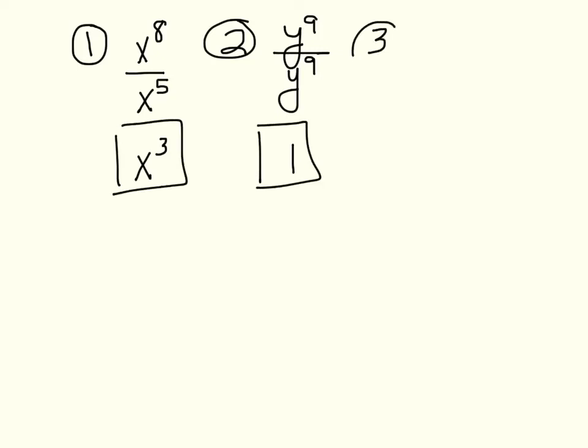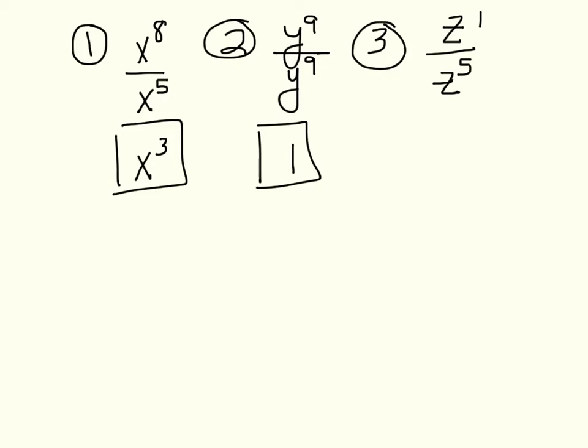Number 3. z over z to the 5th. Now the power on the top z is 1, and you're actually going to get 1 minus 5, which is negative 4, but that's going to give you 1 over z to the 4th. A common mistake is people just want to take 5 minus 1 and get z to the 4th.